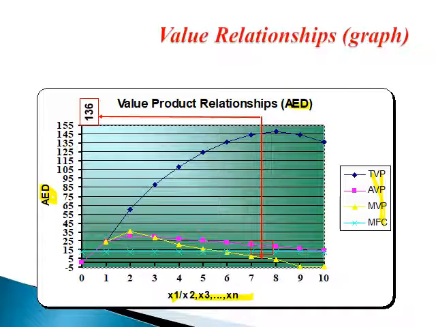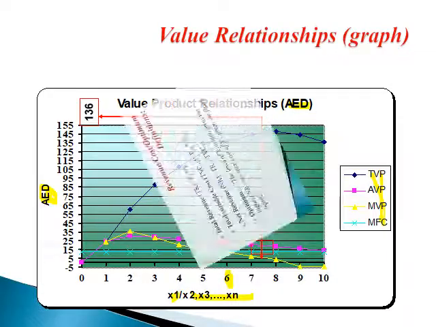Now, given that graph, the intersection point right here between the marginal factor cost, which is in green, and the marginal value product, which is in yellow, tells you that if you use 6 units of the variable input, you will maximize your net returns. This is how to show that graphically. Now I'm going to jump to the next slide.